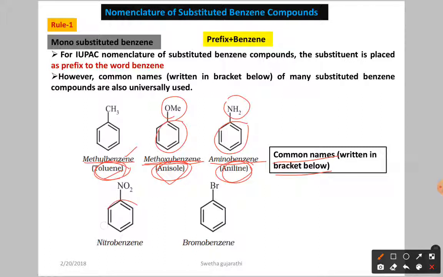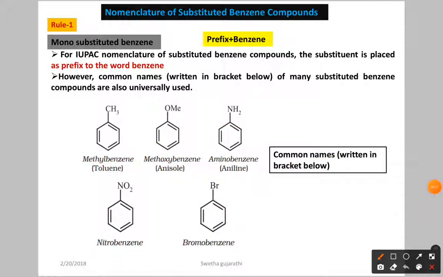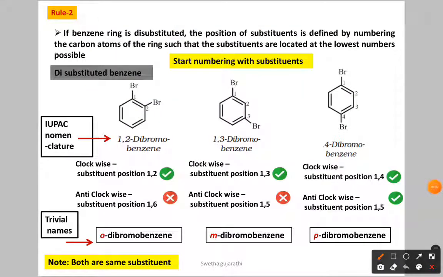Next, on the benzene ring, if you have an NO2 group substituent, that is called nitrobenzene. And on the benzene ring, if you have bromine as a substituent, that is called bromobenzene. This is the nomenclature for mono-substituted benzene, where in all cases we have only one substituent. If you have two substituents, then we have to go for rule 2.